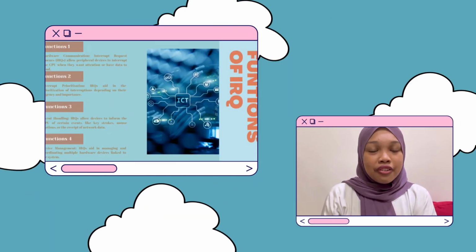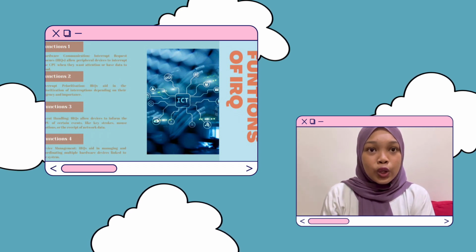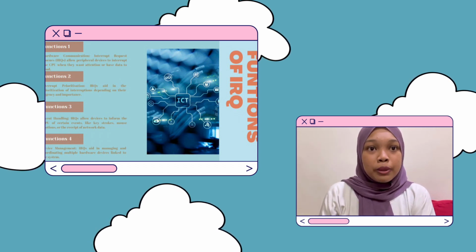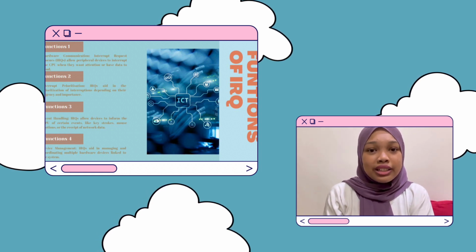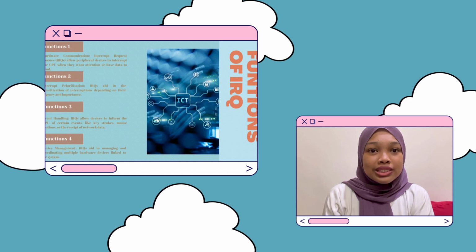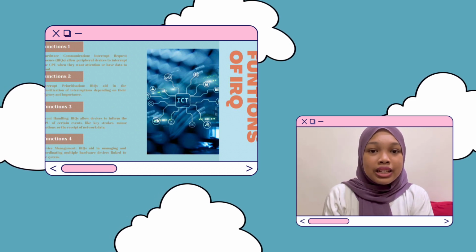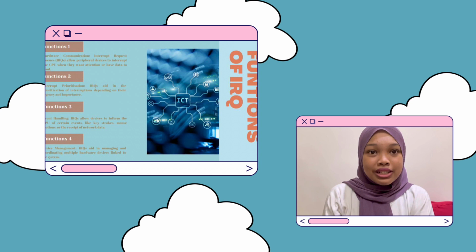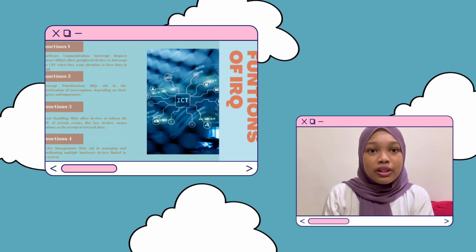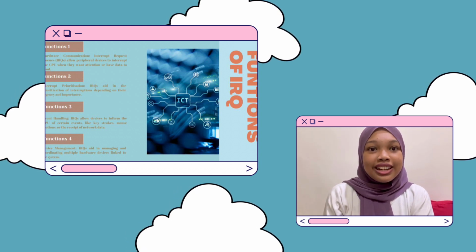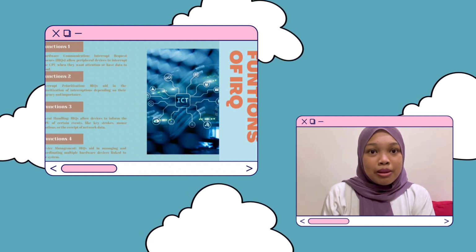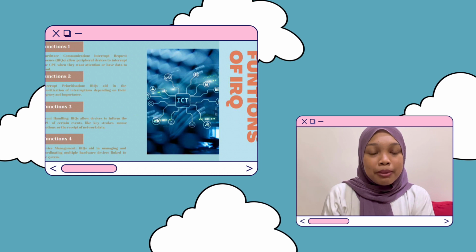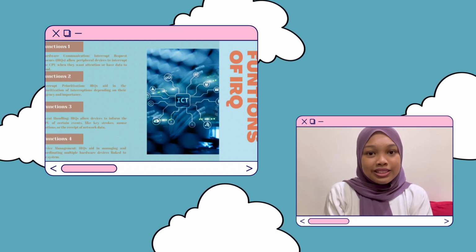The functions of IRQ. The first function of IRQ is hardware communications. It allows peripheral devices to interrupt the CPU when they want attention or have data to send. The second one is interrupt prioritization. IRQs aid in the prioritization of interruptions depending on their urgency and importance. They guarantee that vital activities are completed on time by temporarily halting less critical ones.